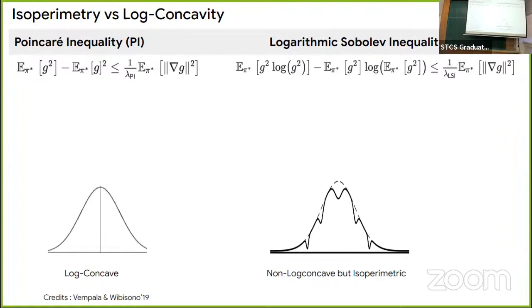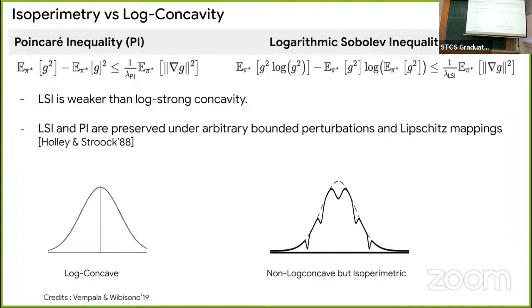The log-Sobolev inequality is the Poincare inequality on steroids. That is, we have the entropy function and this extra log g squared factor, but it's the same thing with a different constant. In fact, the log-Sobolev inequality is stronger than the Poincare inequality. The log-Sobolev inequality is weaker than strong log-concavity. That is, all strongly log-concave distributions satisfy the LSI. So we are relaxing the log-concavity assumption here.